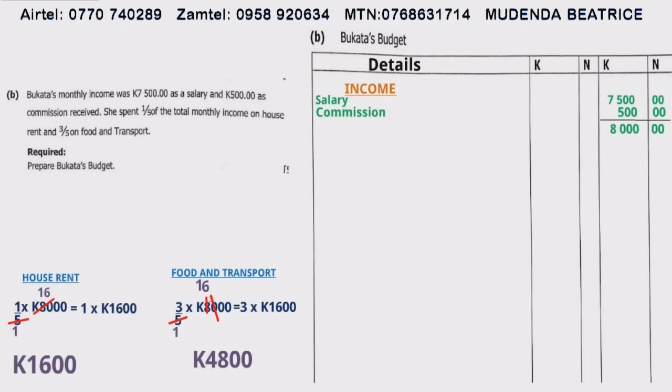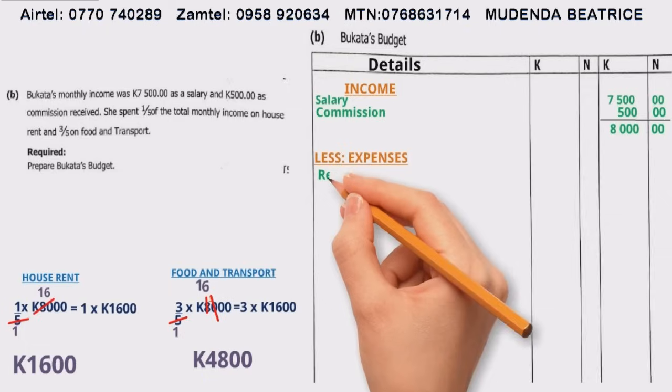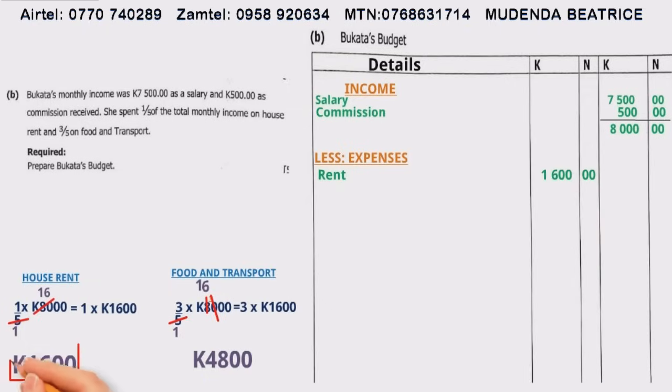Okay, now once we have done this, then we come to expenditure. So we say less expenditures. We should subtract the expenditures from the income so that we see if Bukata will remain with anything or not. So we say rent is 1,600 kwacha. That's what we found. Remember here on the left corner of the screen, that's where we're calculating from. You can see we found that rent was 1,600. I'm just speaking from here, this side. Then food and transport, we found that on food and transport we spent 4,800.